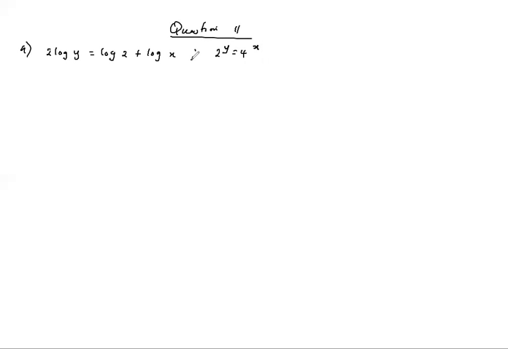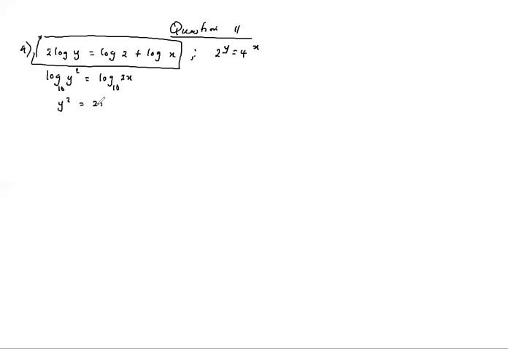So what you do is you first write this in exponential form. You get log y squared is equal to, same base on the right, so you have log 2x. Okay, now the base is 10. The base is 10. That is clear. So same base and the two things are equal. This means that y squared is equal to 2x.